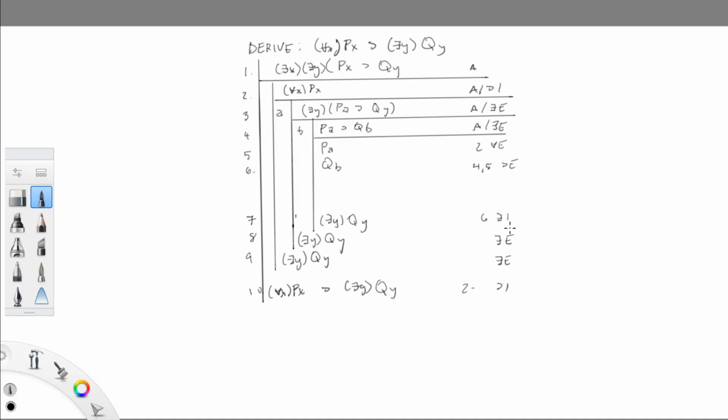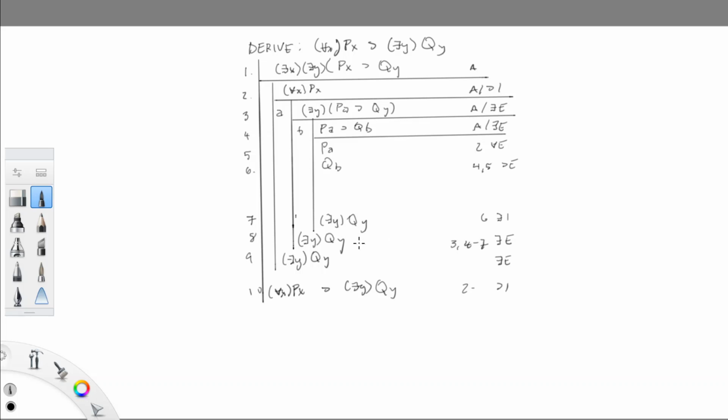The rest of the proof, we're home free. We just have to be careful with these annotations. Line 8, where we copied the last line of the subderivation down along the next outer scope line, comes from the existential generalization on line 3 and the subderivation running from 4 to 7. So 3 and 4 through 7, existential elimination.